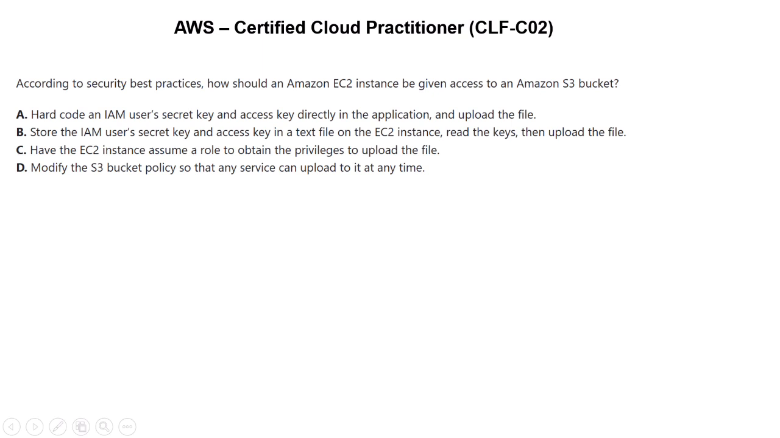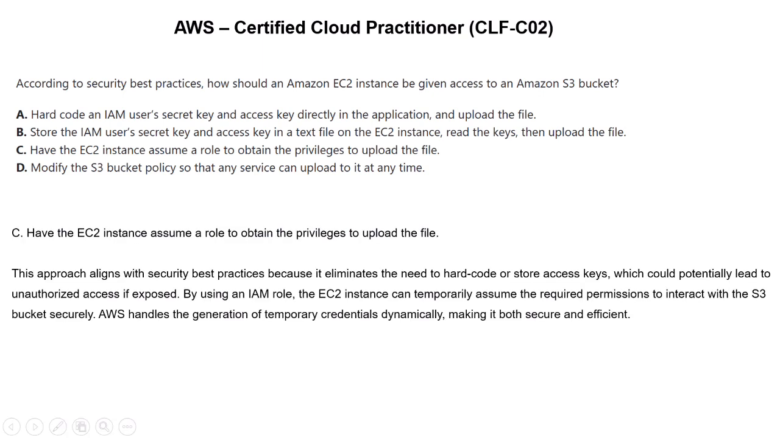The correct answer for this question is option C. Have the EC2 instance assume a role to obtain the privileges to upload the file. This approach aligns with security best practices because it eliminates the need to hardcode or store access keys, which could potentially lead to unauthorized access if exposed. By using an IAM role, the EC2 instance can temporarily assume the required permissions to interact with the S3 bucket securely. AWS handles the generation of temporary credentials dynamically, making it both secure and efficient.